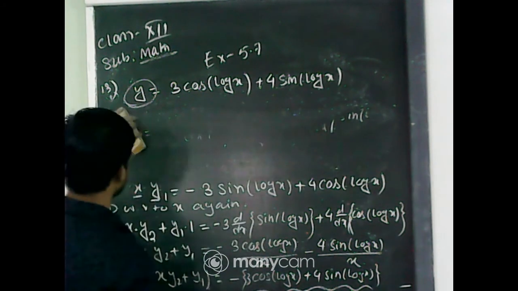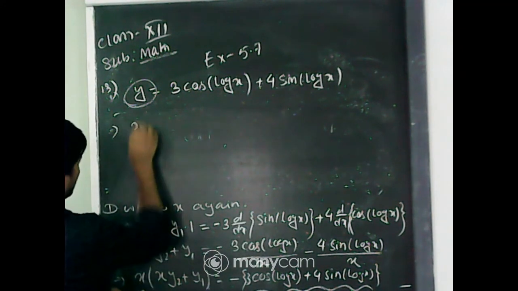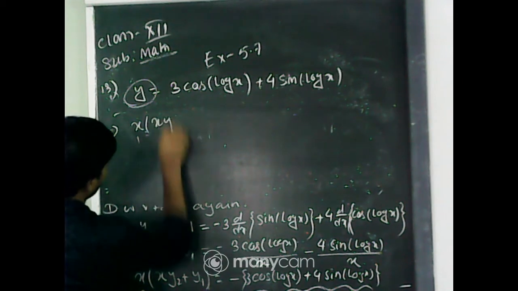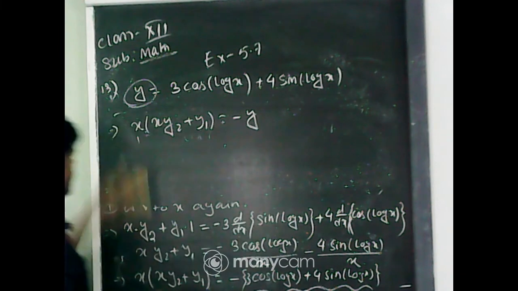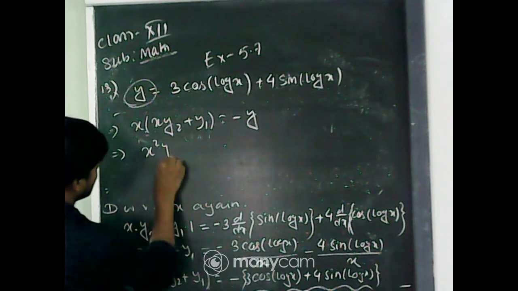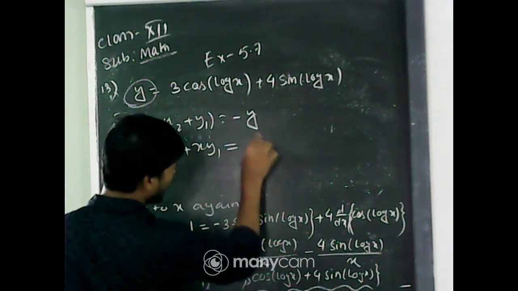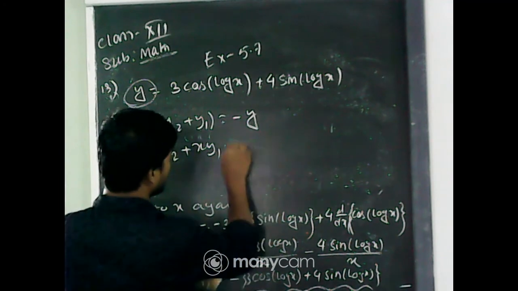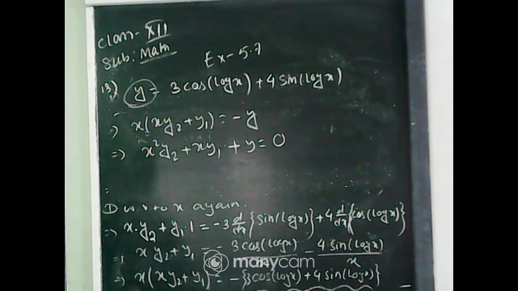So that means we have x into (x y2 plus y1) is equal to minus y. Now multiply this, x into x y2 means x square y2, plus x y1 equals minus y, that means it will be plus y when we shift this y from the right hand side to the left hand side, and hence proved. Solved.